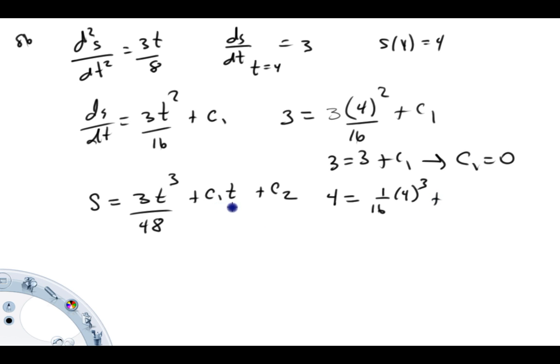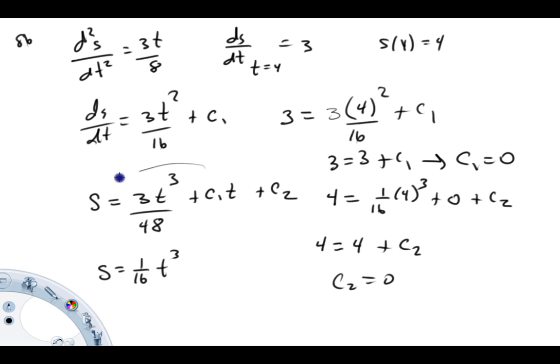Okay, plus C1t. Well, we already know that C1 is 0. I'll just put a 0 there for placeholder, plus C2. And again, the 16 is coming from, if I take 3 divided by 48, that's 1 over 16. I just wrote it in a little bit simpler format. All right, so now 4 equals 4 to the third over 16, I believe is 4, plus C2. If we solve this for C2, we get 0. So the function we're looking for is just s equals 1/16 t to the third. And that's this function. I just reduced the 3 over 48 to 1 over 16, and the values for C1 and C2 are 0.